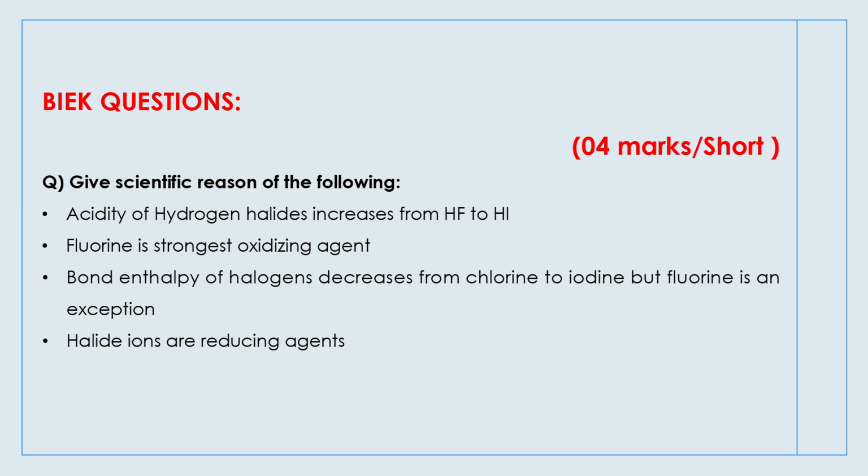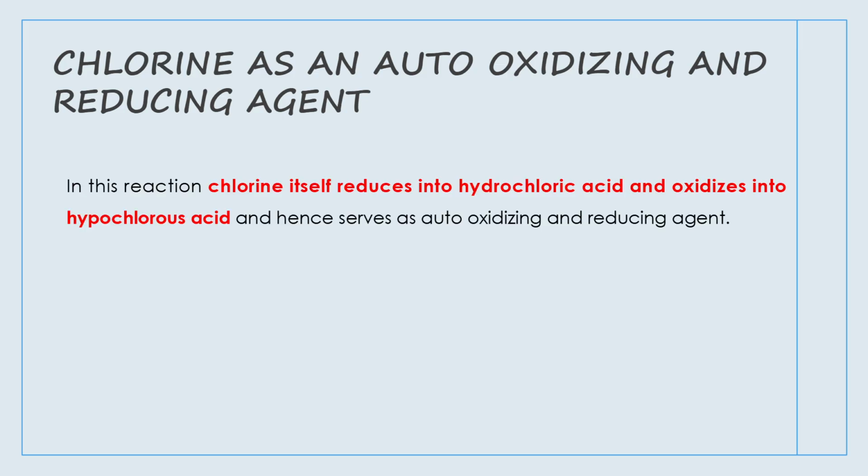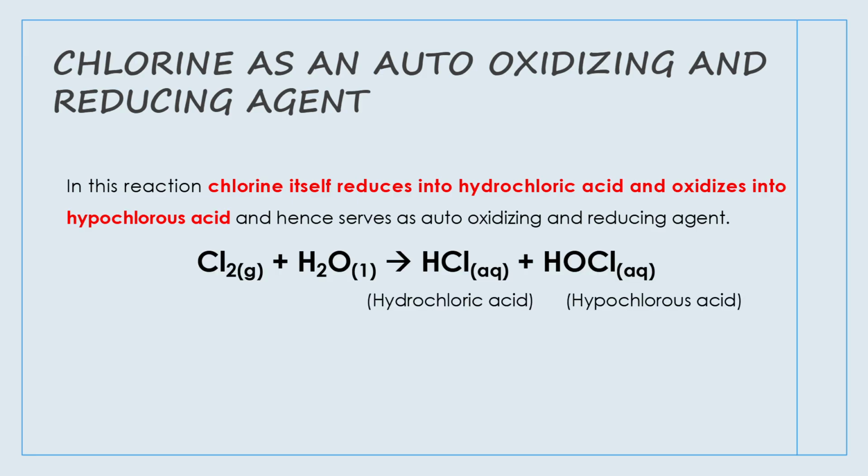There is one more topic that is related to this topic, that is the auto-oxidizing and reducing behavior of chlorine. Chlorine, when dissolved in water, itself reduces into hydrochloric acid and oxidizes into hypochlorous acid. This behavior is termed as the auto-oxidizing and reducing behavior of chlorine. This is the chemical equation. The easiest way to memorize is that in hypochlorous acid you have hypo, HO. So O means oxidize. Chlorine oxidizes into hypochlorous acid and reduces into hydrochloric acid.